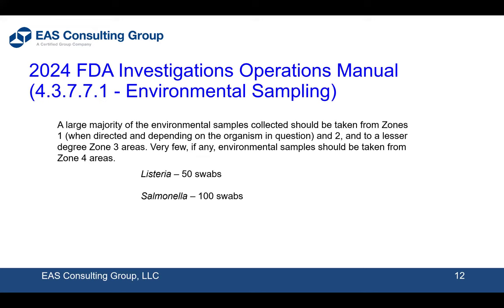They take samples to a lesser extent from zone three, but I want to highlight that in the FDA recommendation, sampling is not generally taken from zone four areas. But what do we see in sampling sites for many of the environmental programs? It's basically targeting zones three and four. Now, for Listeria, they take 60 swabs; for Salmonella, 100 swabs. But I wanted to point out that if the organism you target is Listeria, the approach could be different than when your organism of concern is Salmonella.